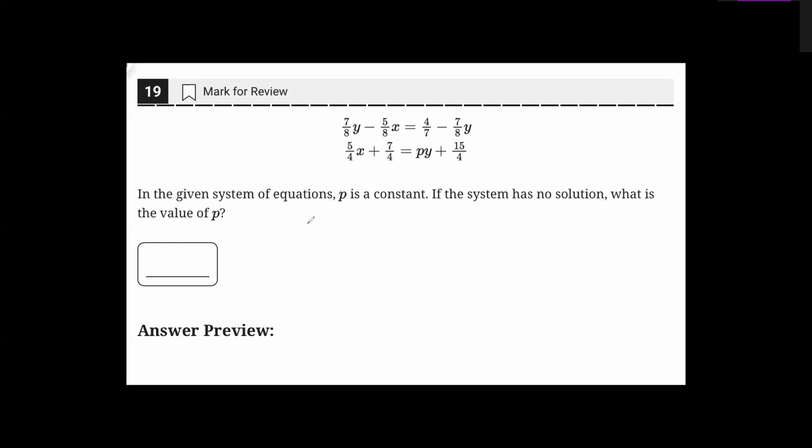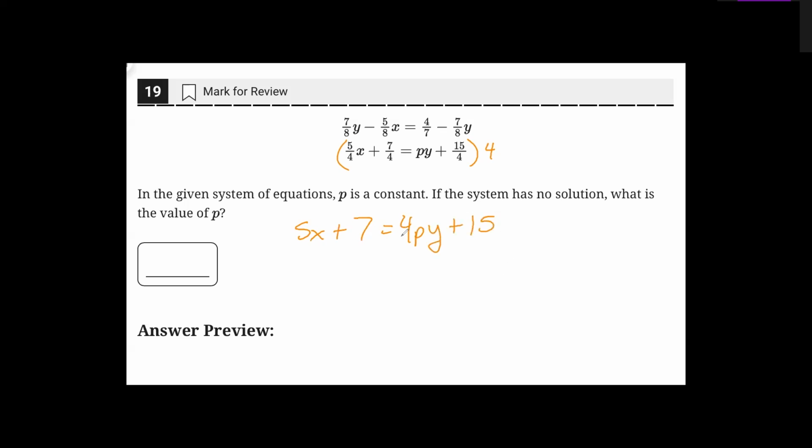A helpful tip when dealing with fractions: you can multiply every term by either the common denominator or a common denominator. In this case, for the second equation, if I multiply everything by 4, then all of the fractions will be removed. And we would be left with 5x plus 7 equals, since this term doesn't have a fraction, you would still do 4 times p. So that would be 4py plus 15.